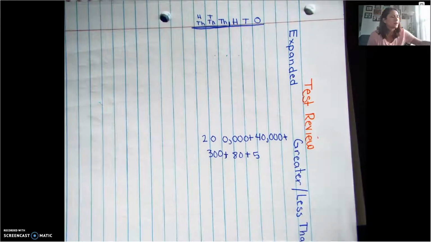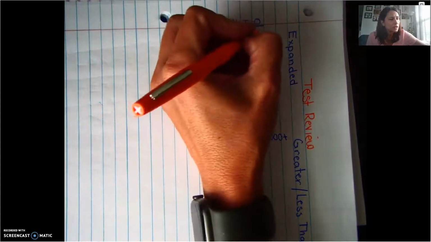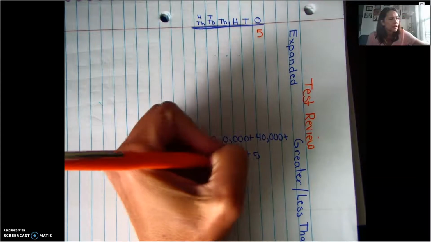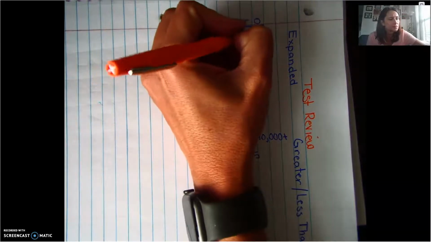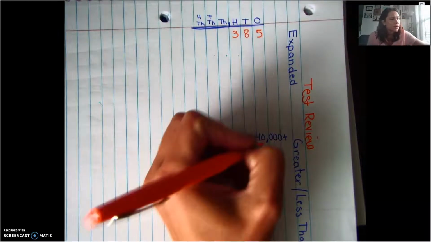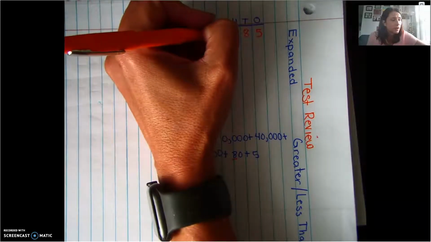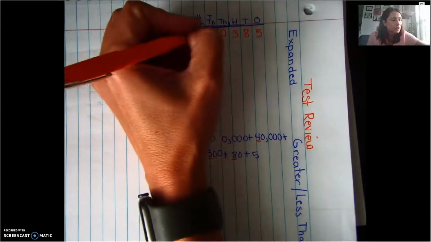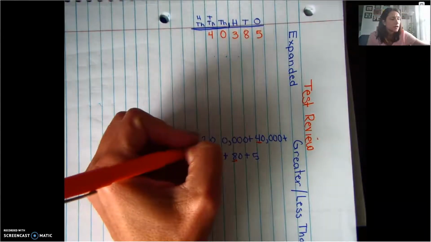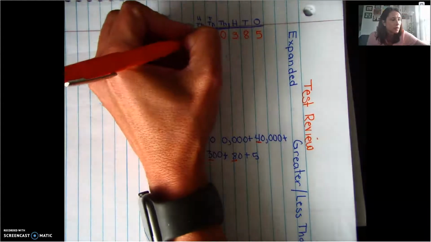So the first thing that I'm going to do is I'm going to put that into my chart up there. So I'm going to take my 5 ones, I've got 8 tens, I've got 3 hundreds, I've got, okay, I don't have any thousands because this goes right up to 40,000, so I need to put a 0 there. Then I have 40,000, and then the 200,000.